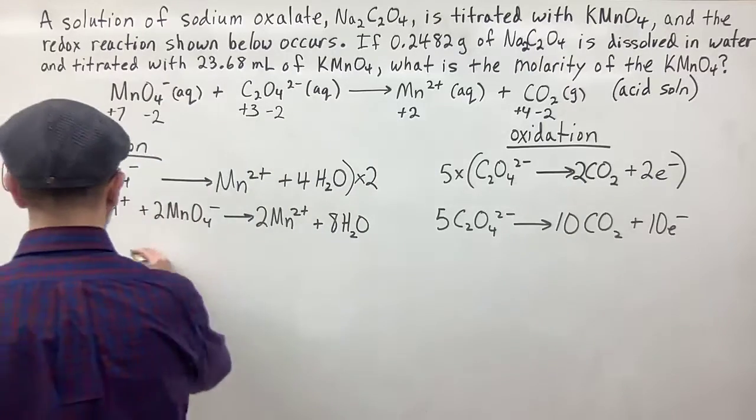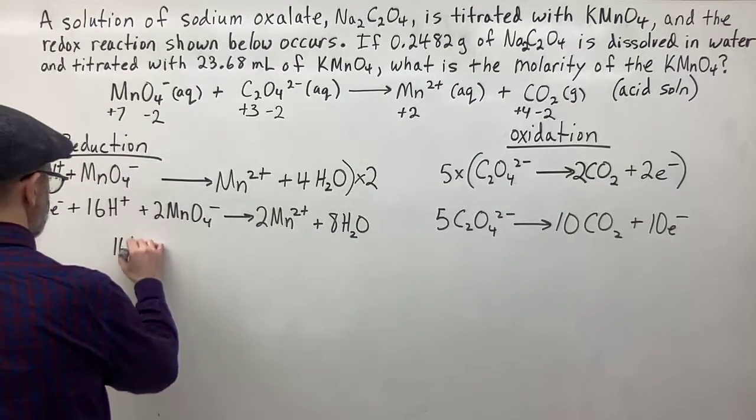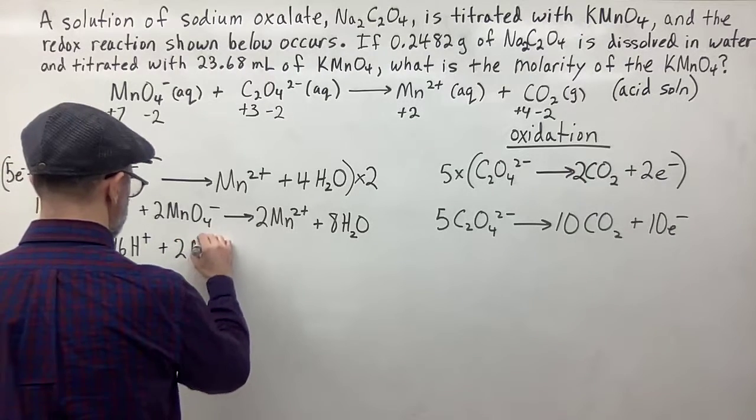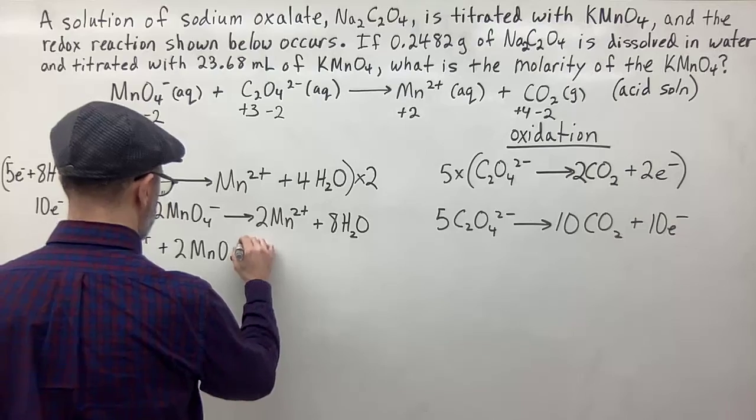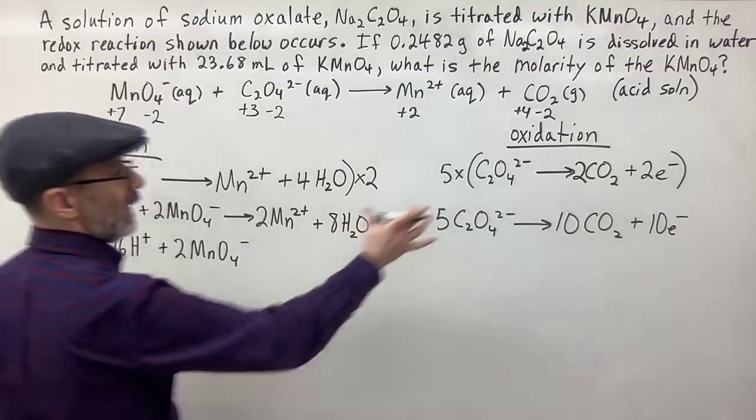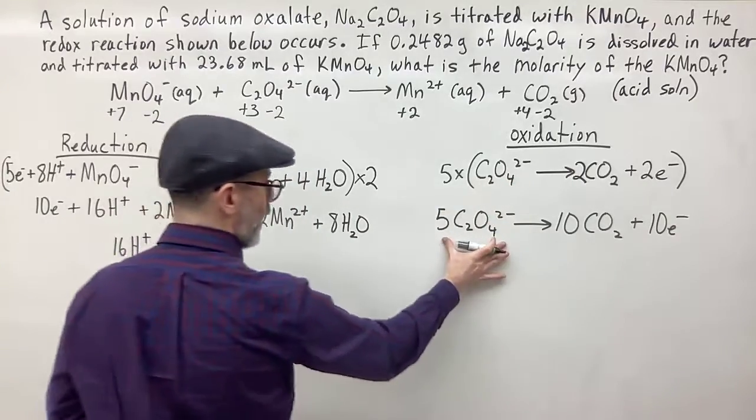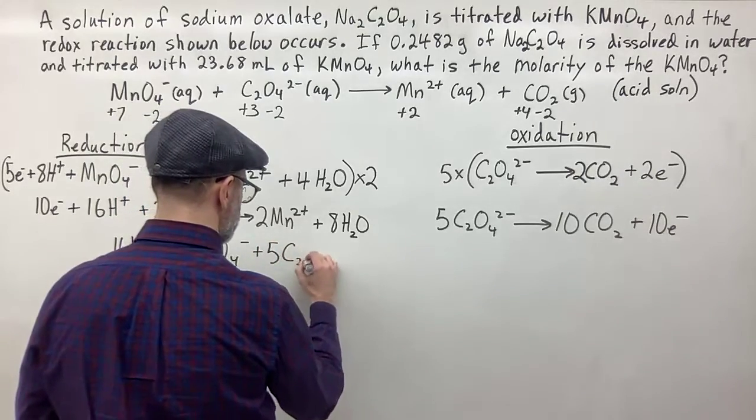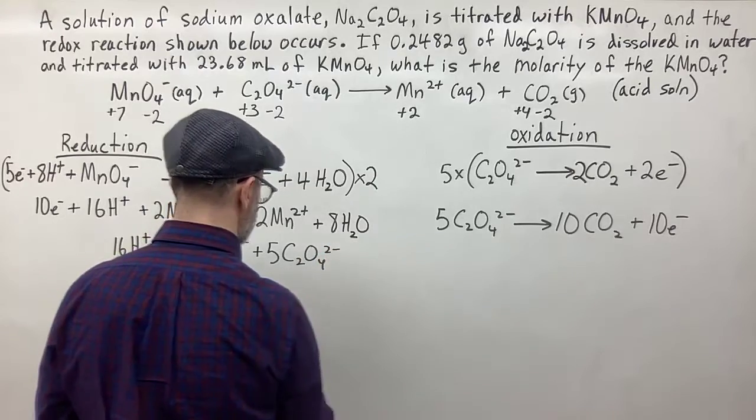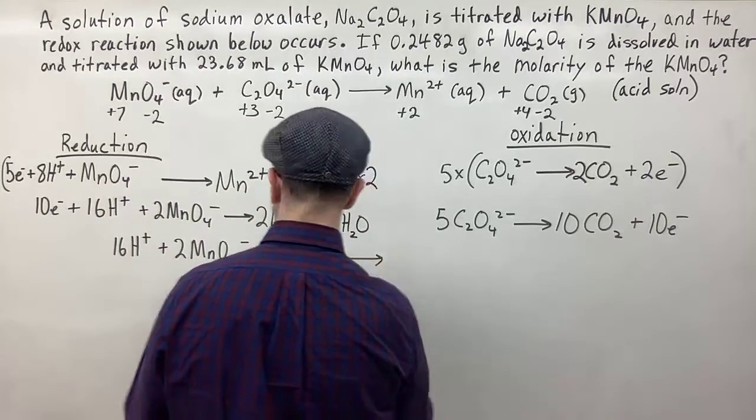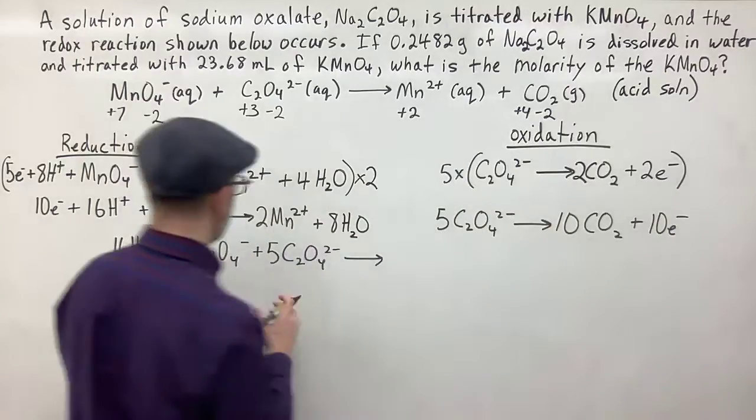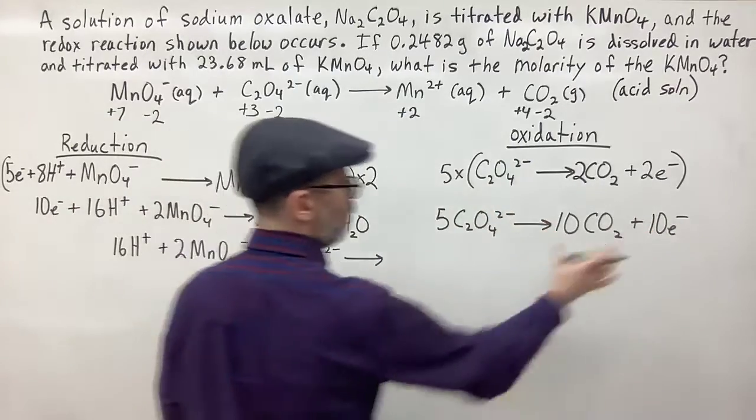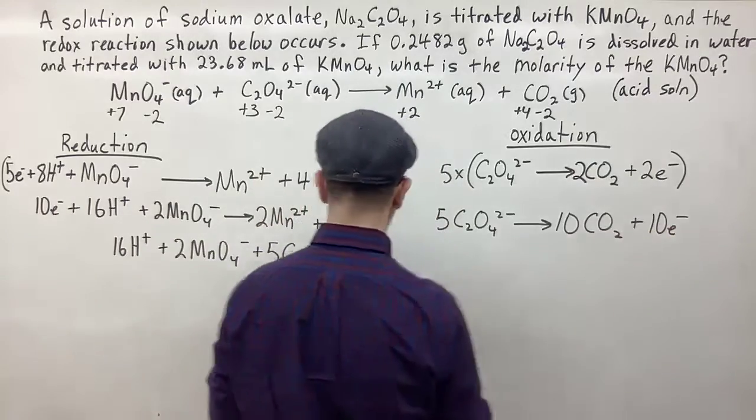So what I end up with is 16 H plus 2 MnO4 minus, right? And then I've got to add the reactants here. So this reactant is going to go on this side. So that's going to be plus 5 C2O4 2 minus. Now I've got all the reactants together. Now I'm going to take the products. So I'm going to add these products together with this product. Remember, the electrons here are canceling out, so I'm not going to include those.